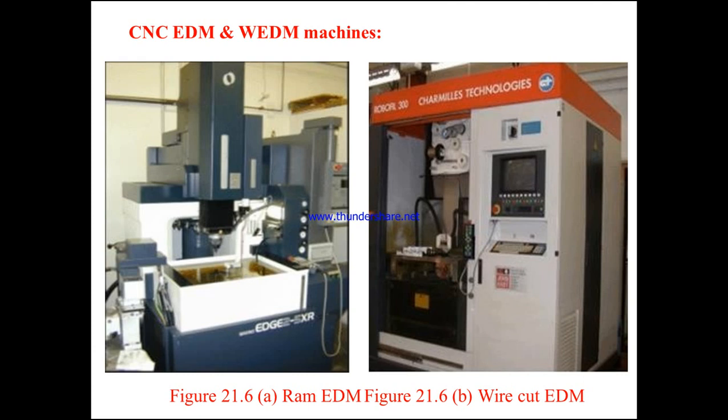There are two types of EDM: the ram EDM and the wire cut EDM. In wire cut EDM, a thin wire is fed through the workpiece and is constantly fed from a spool and is held between upper and lower guides. Wire EDM is nothing but the wire which is used to generate the arc. The wire is continuously supplied from the spool through the upper and lower guides, so that the spark takes place between them to get the machining.